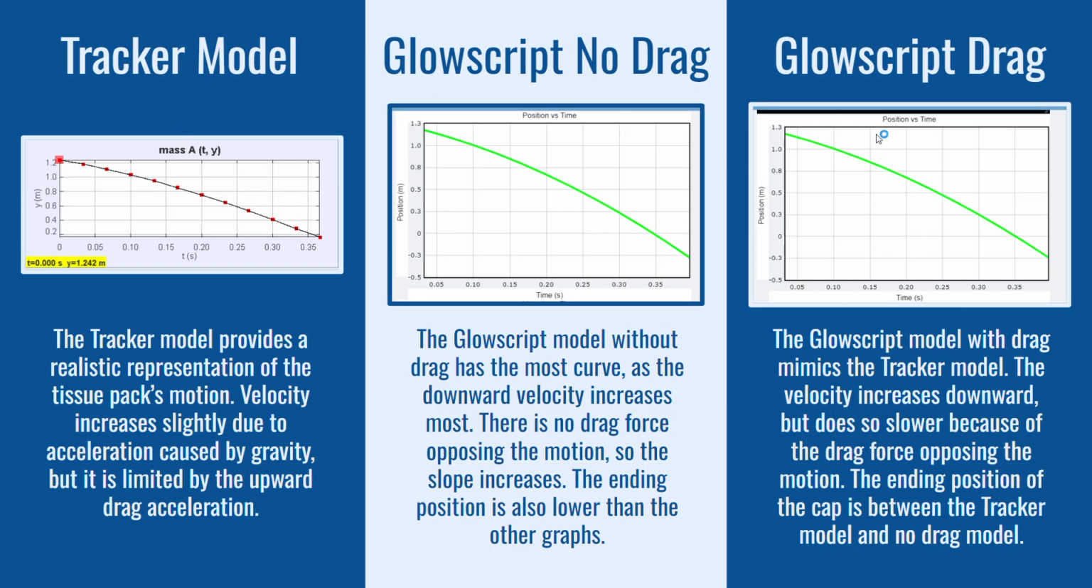Now we have all three models here: the Tracker model, which is the most accurate one, and then the no drag model, that's the least accurate. It has the steepest slope as well. And then we have the drag model, which is in between the two.